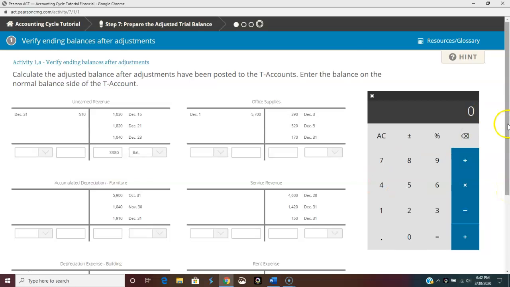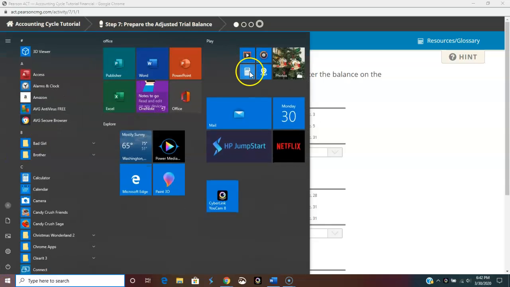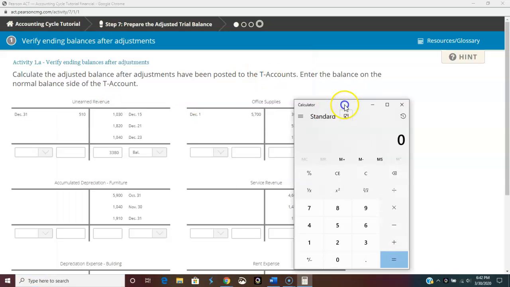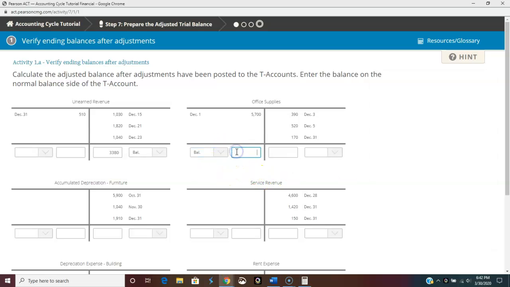If this one doesn't work, I'm going to use the calculator from here, if I can find it. Okay, my calculator. Let's see if this one will work. Could be just my computer, or it could be Pearson, because Pearson has been an idiot lately. 5,700 minus 390 minus 170 equals 4620. That should be the balance. Hopefully I'm doing this right.